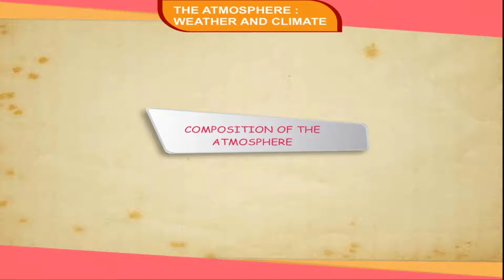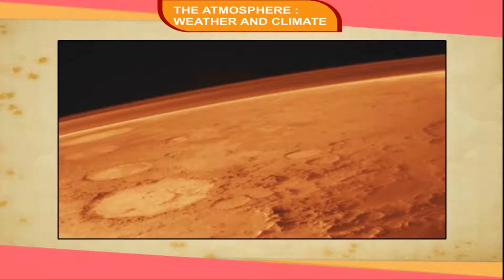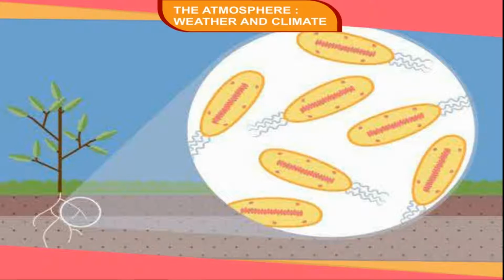Composition of the atmosphere. Air is a mixture of several gases in different proportions. The composition is nitrogen 78%, oxygen 21%, other gases 1%. Some dust particles are also present in the atmosphere. Nitrogen, the most abundant gas, is useful for the survival of plants.